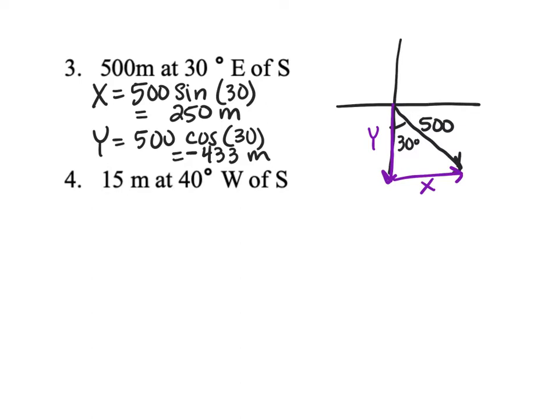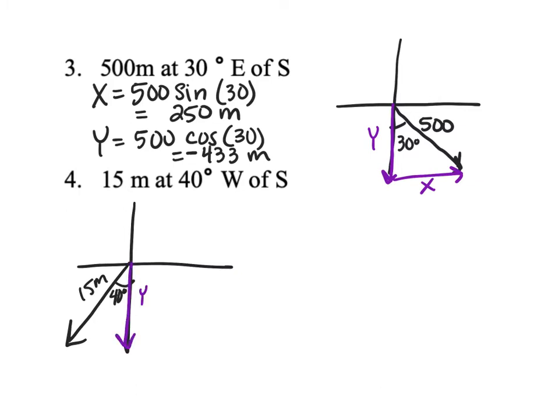All right. Then for number 4, 15 meters west of south, we're going to of course sketch it out. West of south means you're going to touch the south axis, so 40 degrees, and then the 15 is our hypotenuse. And then we need to once again turn it into a triangle. Y is the vertical side, x is the horizontal side.